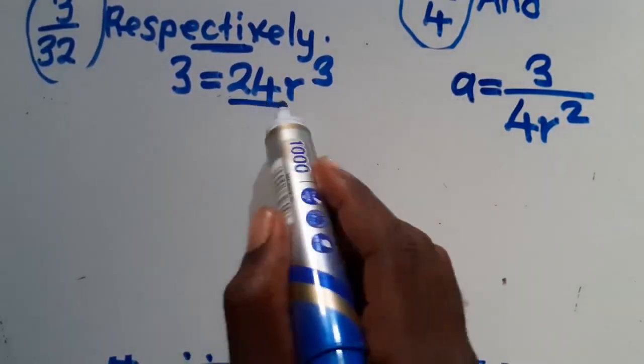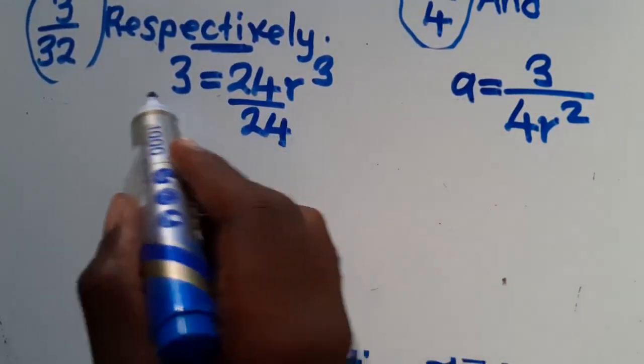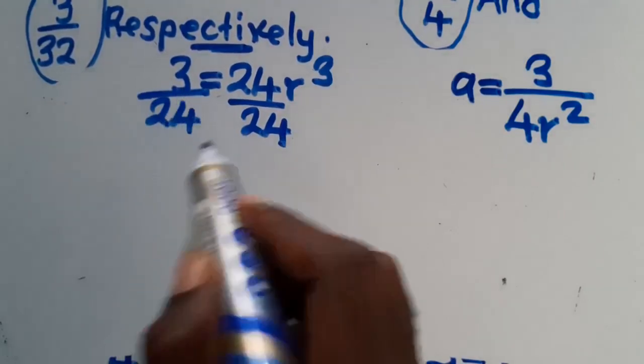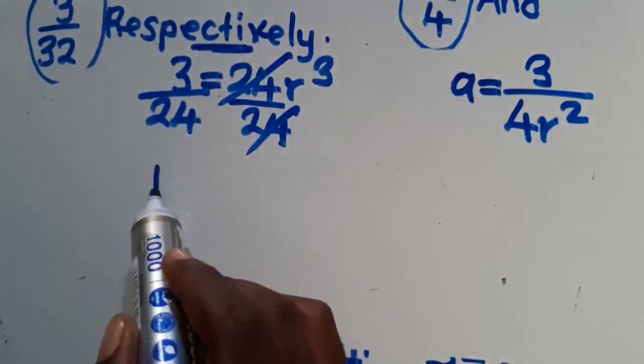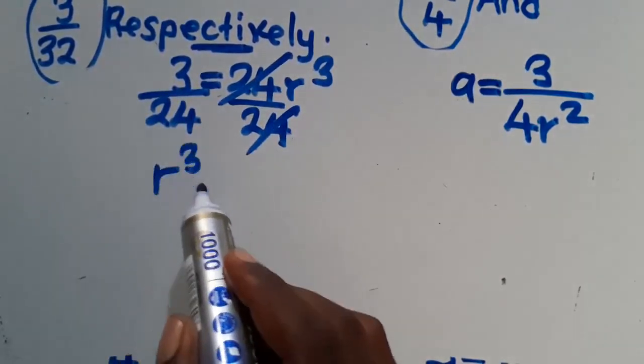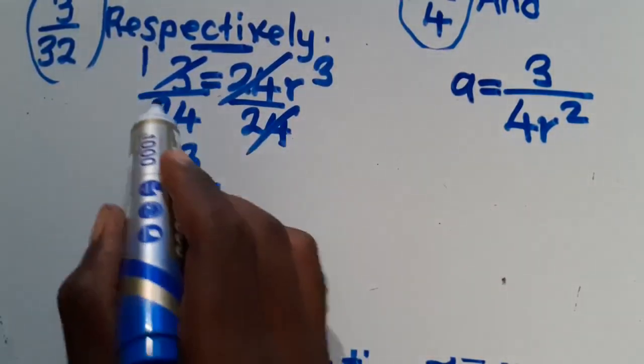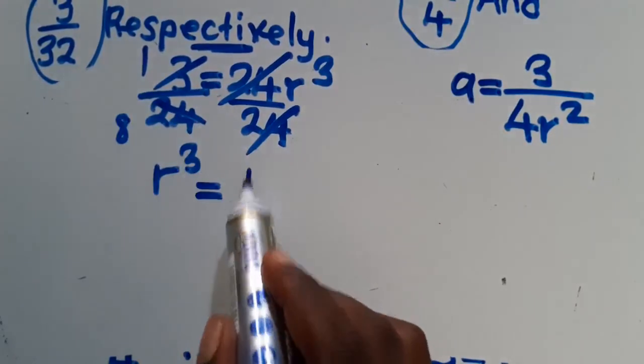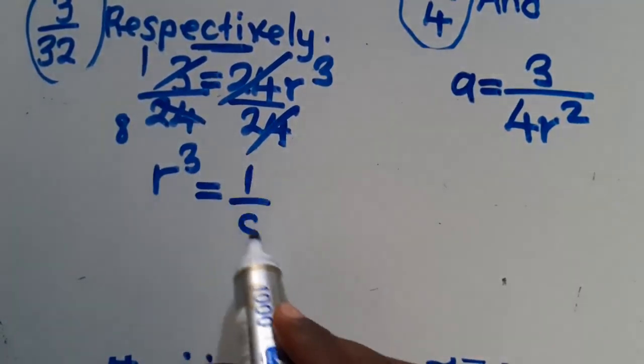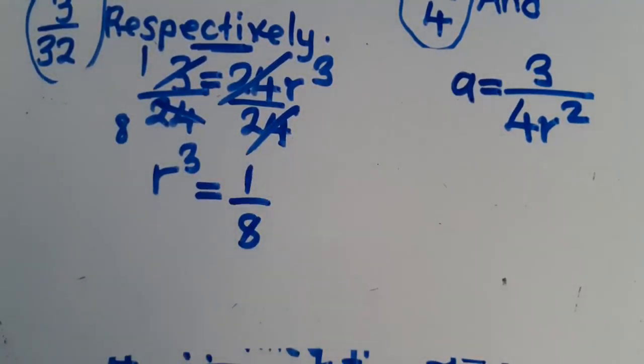You divide both sides by 24. You also divide there by 24. This, that cancelled. So r cubed is equal to 3 over 24. 3 there is 1, 3 there is 8. It's 1 over what? 1 over 8, like this.